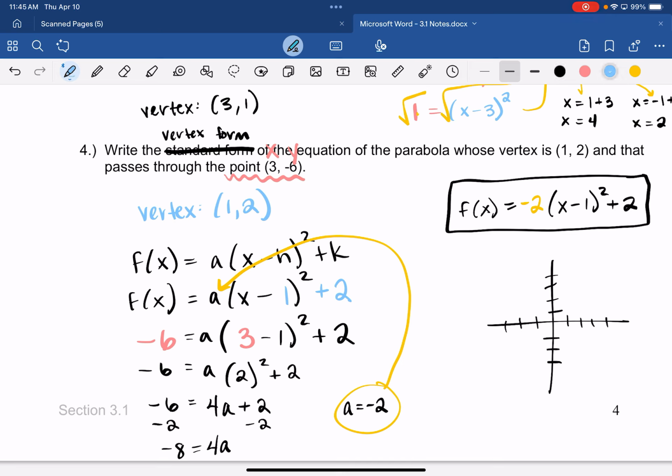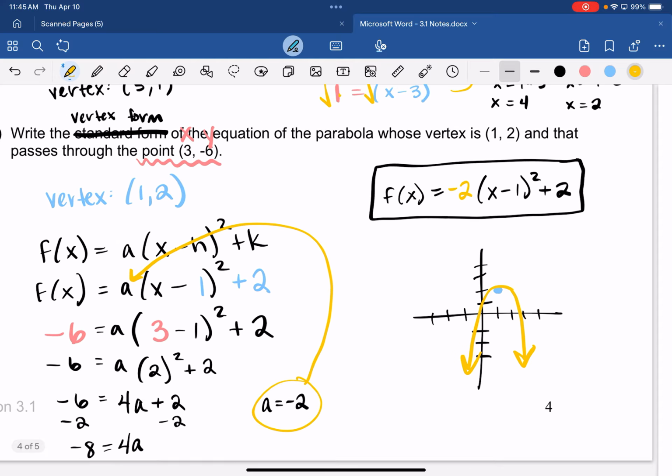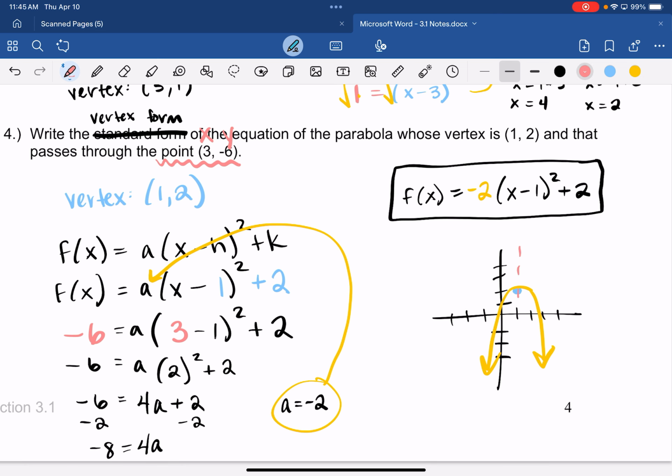I know my vertex is at (1, 2). Is this going to open up or down? Down. Perfect. And I didn't even ask you for the axis of symmetry here, but what would it be? What would we say? Not just 1. x equals 1. Perfect.